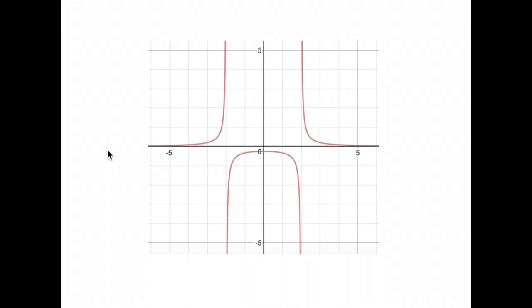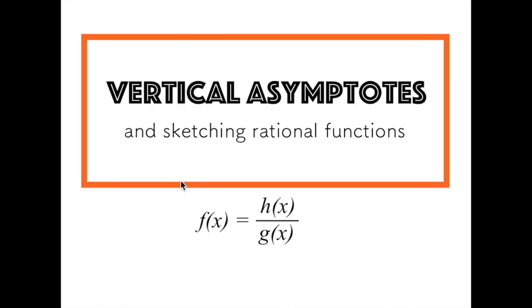At the end of the last video I did on using vertical asymptotes to sketch rational functions, I teased this graph and asked the question, how would we even produce such a graph? And that's what we're going to do in this video, and we're going to use our understanding of vertical asymptotes to sketch that rational function.